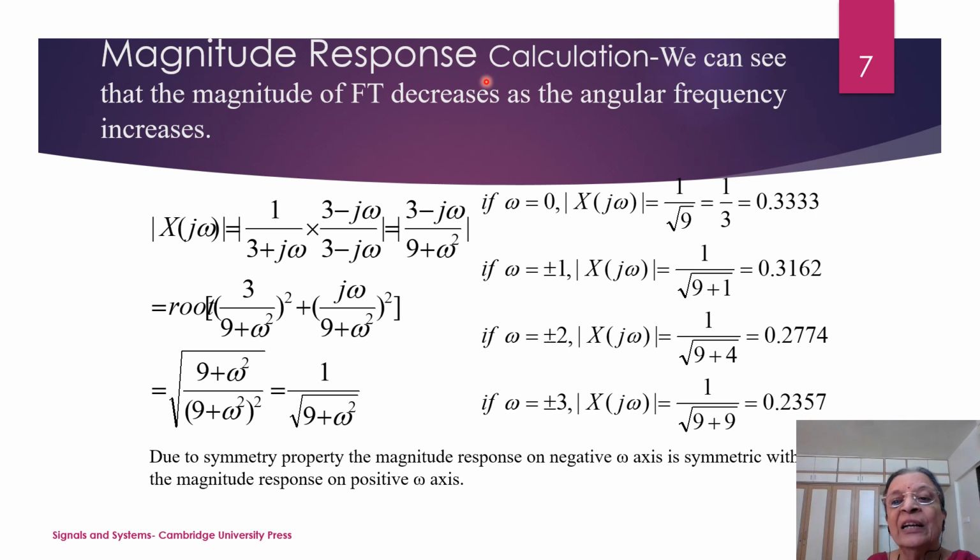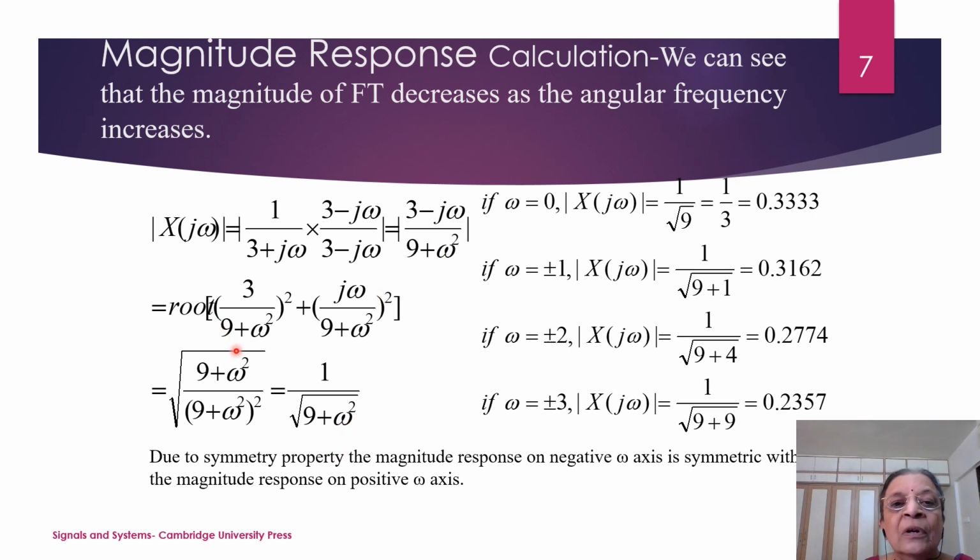Now let us see how the magnitude response and the phase response can be calculated. So let us consider the magnitude response. Consider mod of x of j omega, which is equal to 1 upon 3 plus j omega. Now we rationalize. We multiply by 3 minus j omega and divide by 3 minus j omega. So we'll have 3 minus j omega upon 9 plus omega square. If we calculate the corresponding magnitude, it can also be written as 1 upon under root of 9 plus omega square.